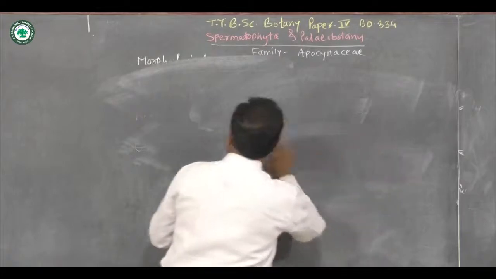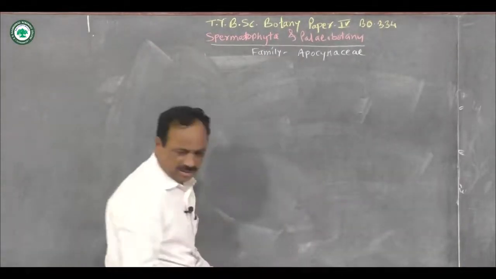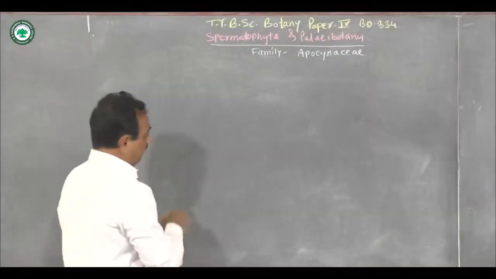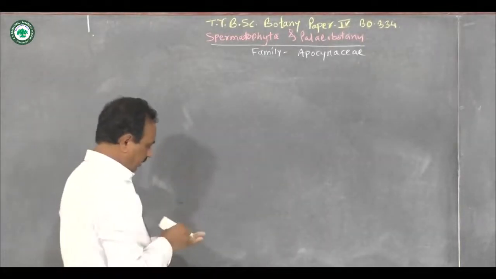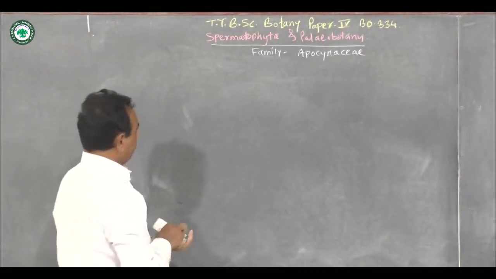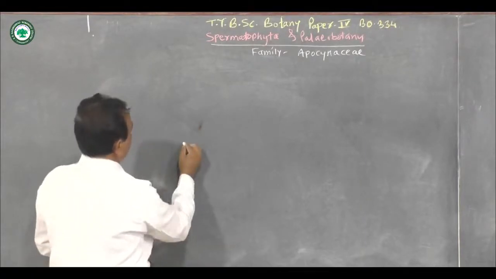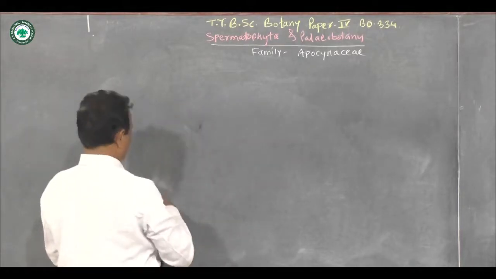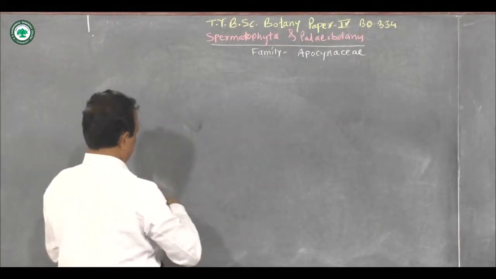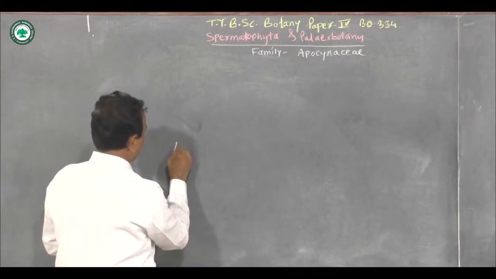Now let us see the structure of the flower and the floral parts. If we see the flower of the Apocynaceae, particularly the flower of Catharanthus roseus, it looks like this. There is a presence of the ovary. The ovary is present at the base.